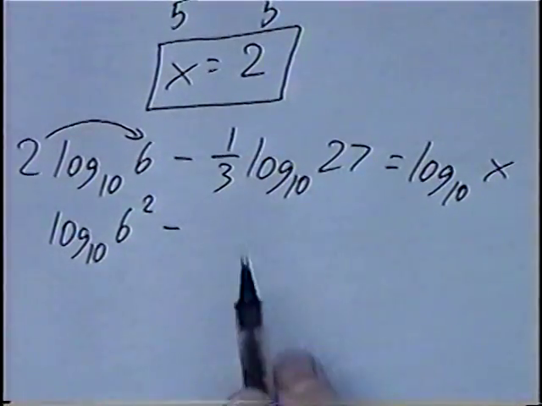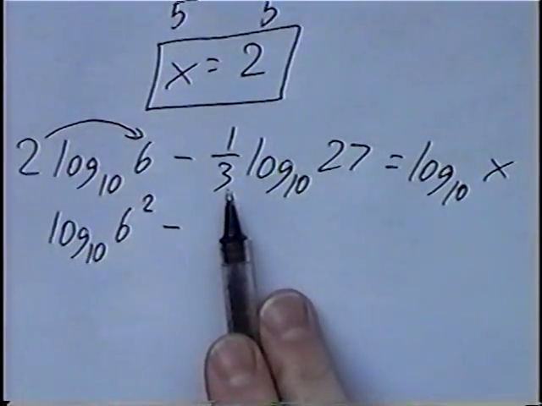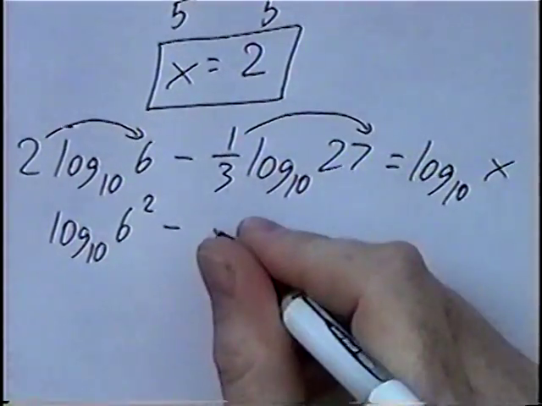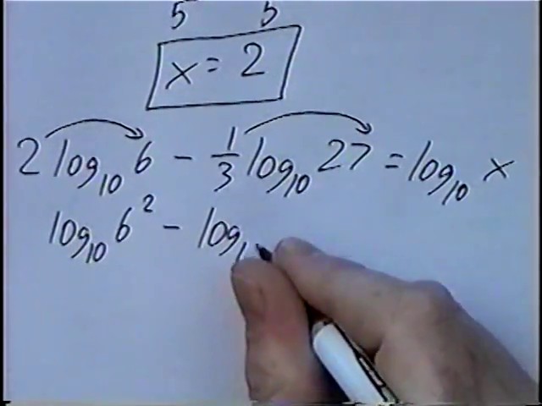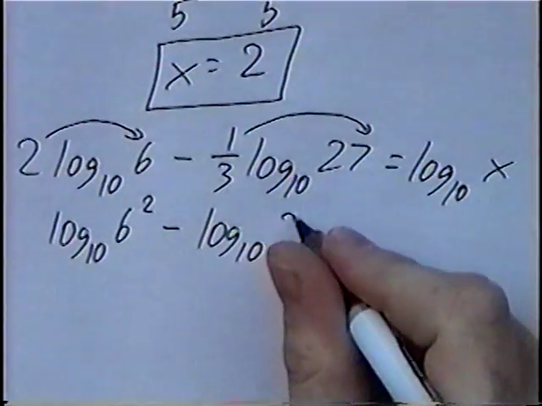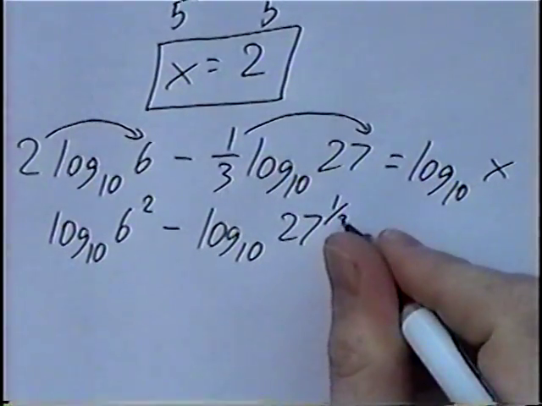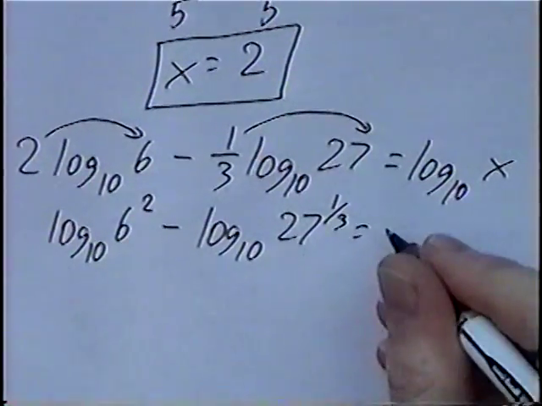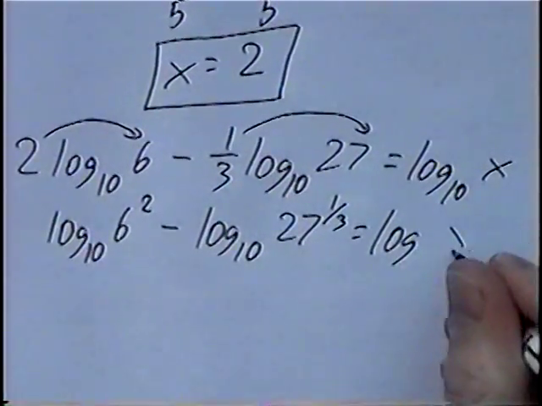And then minus, same thing with the second log. For multiplying by 1/3, we can bring this 1/3 on the inside. The log would stay the same, the base would stay the same, but we'll have 27 to the exponent of 1/3, equals the same log x base 10.